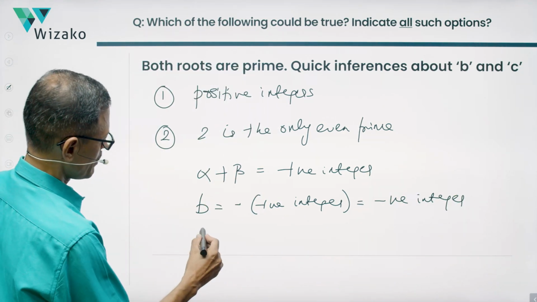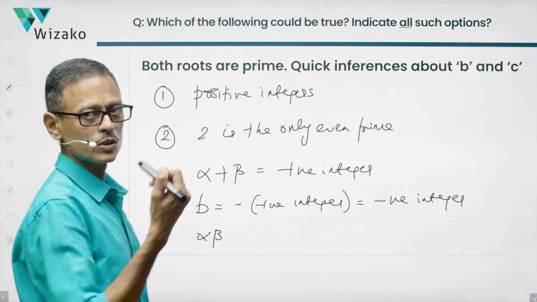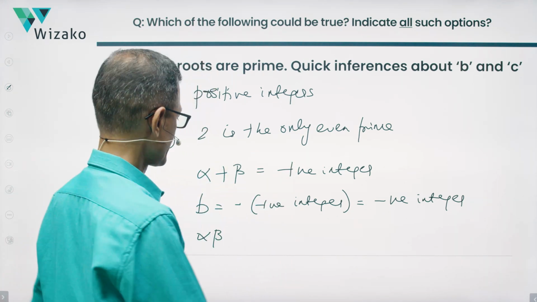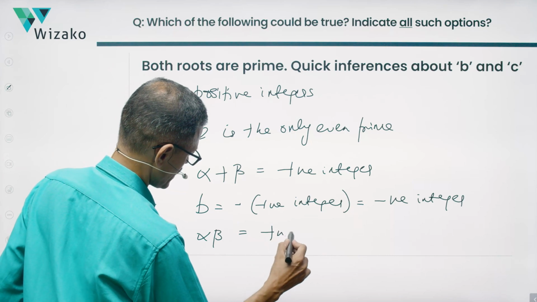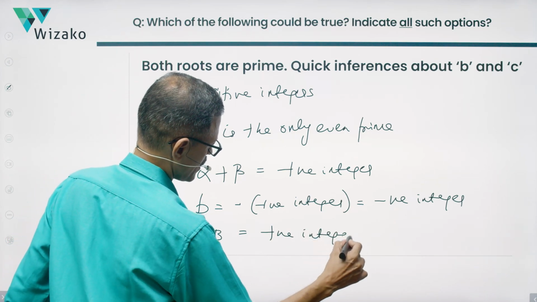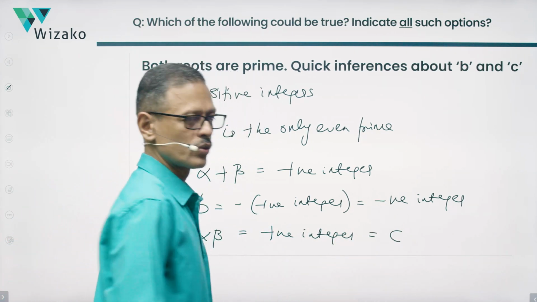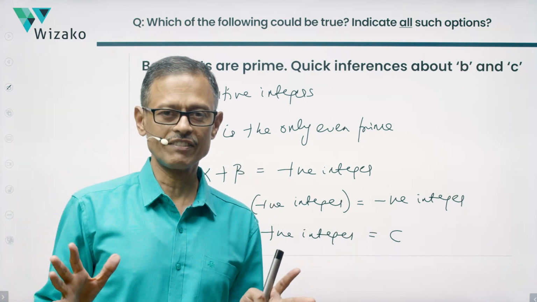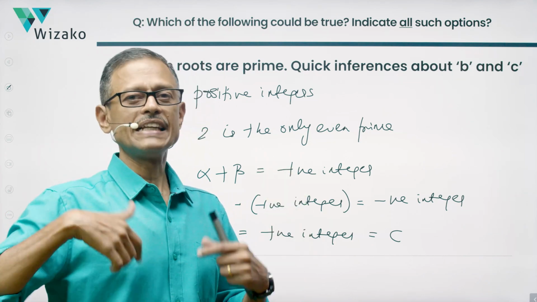What can we say about alpha beta? If alpha and beta are both positive integers because they're prime numbers, then the product will definitely be a positive integer. Alpha beta is equal to a positive integer. Alpha beta is the value of c. So a few inferences that we have drawn are that c is a positive integer, b is a negative integer. There's some more that we'll need, but let's proceed.